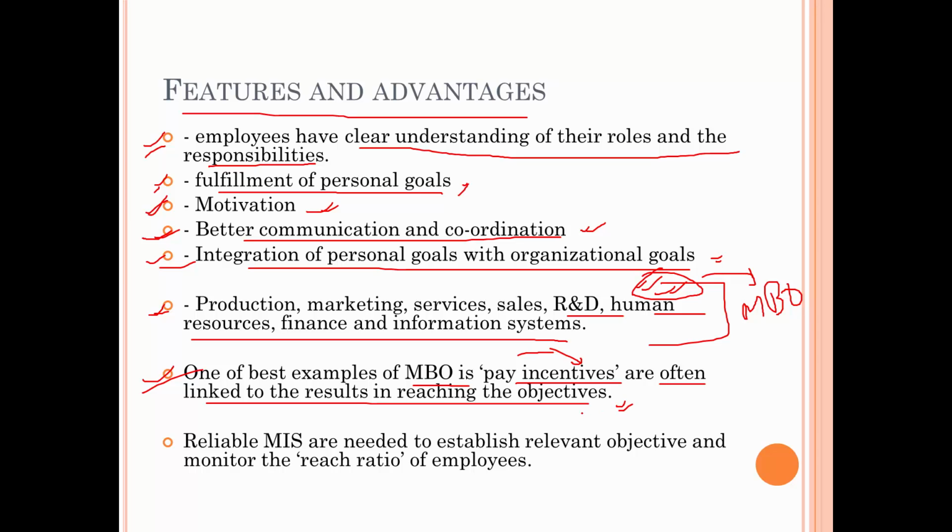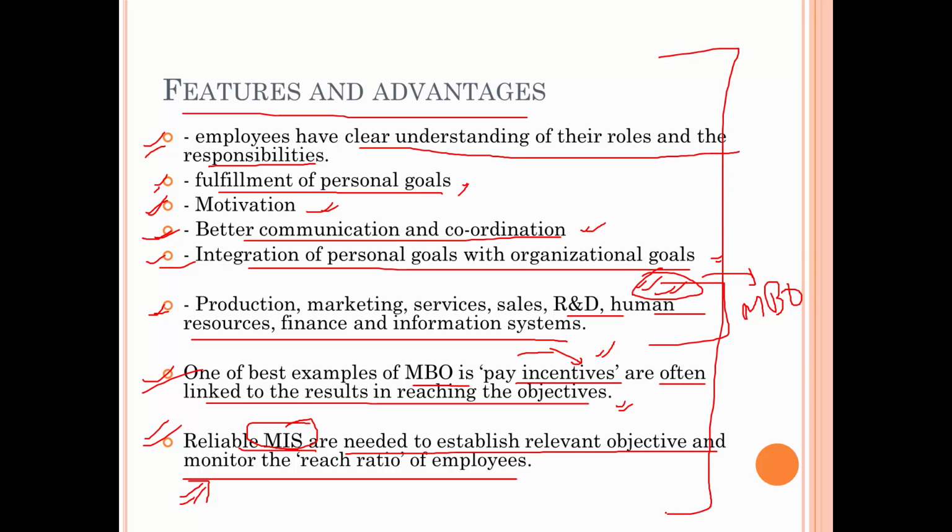So the goals are set by employees themselves, and if they achieve that, then they get some bonus or benefit. Reliable management information systems are needed to establish relevant objectives and monitor the reach ratio of employees. So this use of a computerized management information system is the use of the latest information technology, that is computer technology, in order to give correct and concise information to the management, so that they can have a good monitoring system on the performance of the employees.